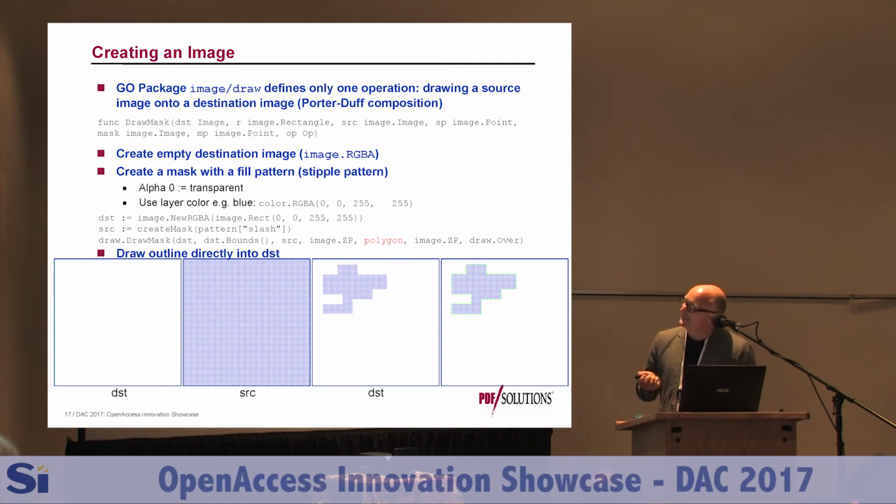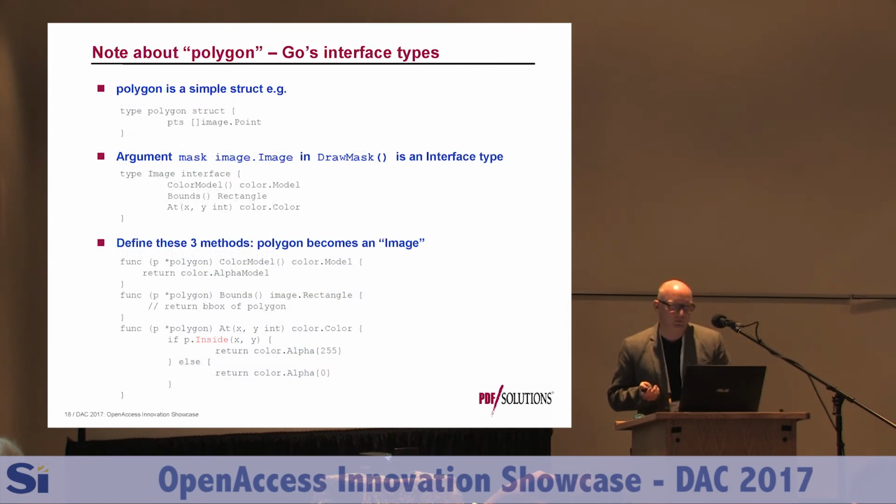I just want to point out one neat detail about Go, if you know this. If you look at the definition of the draw mask function, it expects an image as the mask. But here we actually give it a polygon. So what is this? This is something called a Go interface type, and that's a really interesting concept. You might know it from other languages.